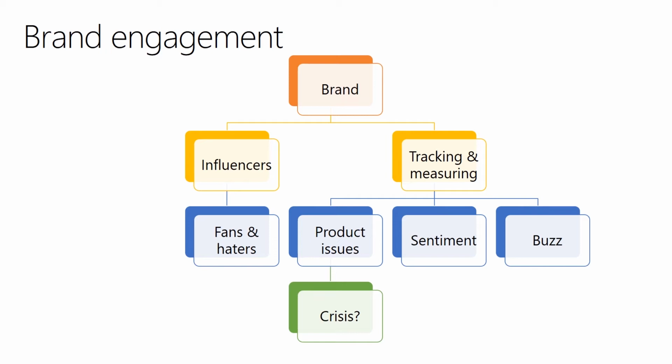So with all of that information coming in from our various influencers, we can track and measure using Microsoft Social Engagement. Do we have product issues? Have we done something special that's generating some buzz? If we have those product issues, are we now in crisis? Do we need to roll that in and try to figure out how to manage that crisis so that we can recover our brand?